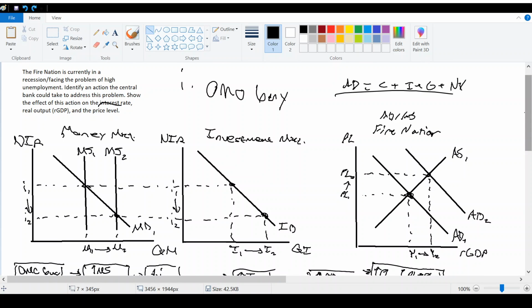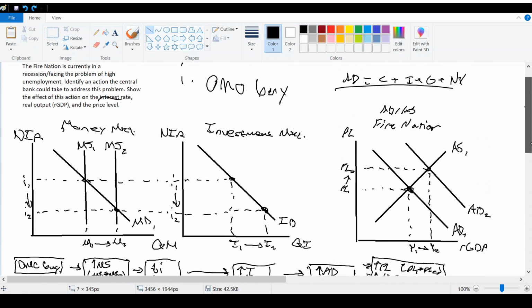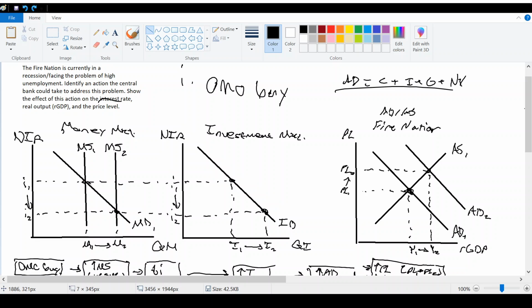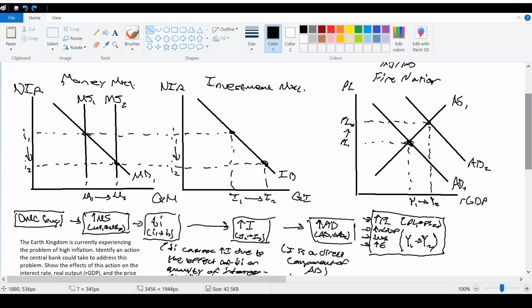Every FRQ question basically is going to be almost exactly like this. Very rarely do they deviate from this pattern. Say OMO buy or OMO sale, draw the 3 graphs, and then draw this procedure and get all your points. I'm not going to go through the entire procedure for the second one because, like I said, it's the same except all these arrows are the reverse of what they were before.